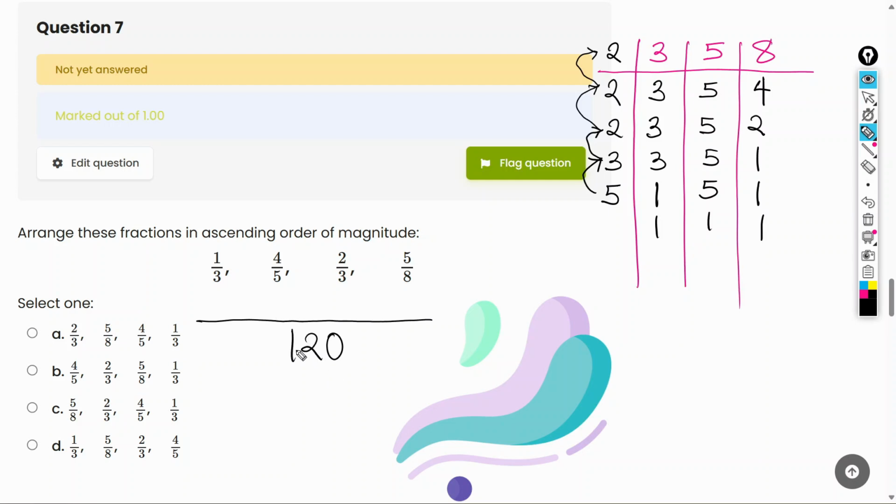Now, the next thing to do is to divide by your denominators and multiply with your numerators. 3 into 120, we can do 3 into 12 and then include the 0. So 3 into 12 is 4. So if we include the 0, that's 40. So 40 times 1 is 40.